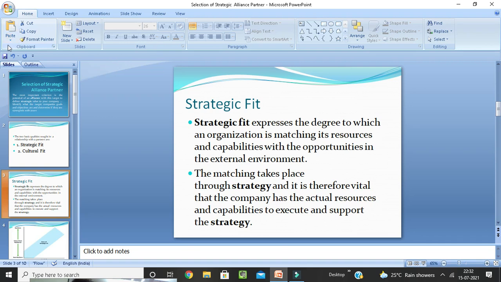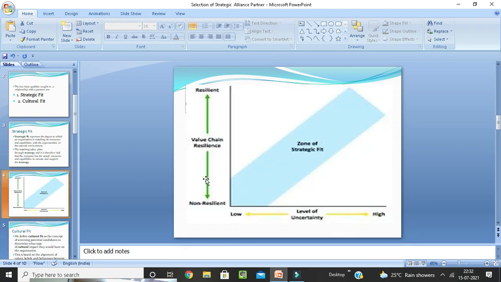If you see the figure, you will be able to understand what it means. Here this is the low risk and this is the high risk, and this is the level of uncertainty. So there is value chain resistance and non-resistance, and the area which is coming in here is the zone of strategic fit. When the level of uncertainty increases, the value chain resistance will also increase. So what is happening? The chances of strategic fit are needed in that zone area.